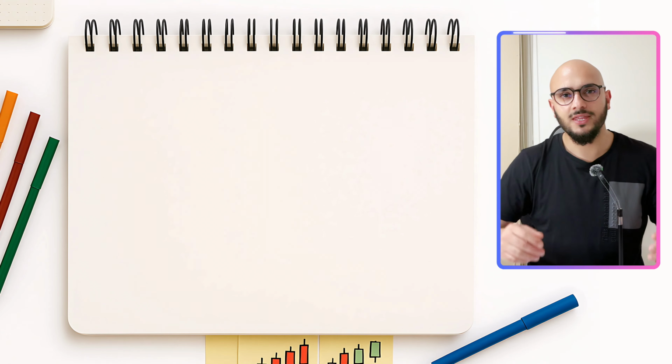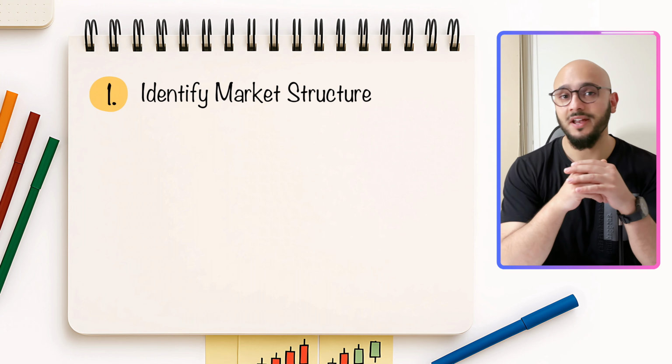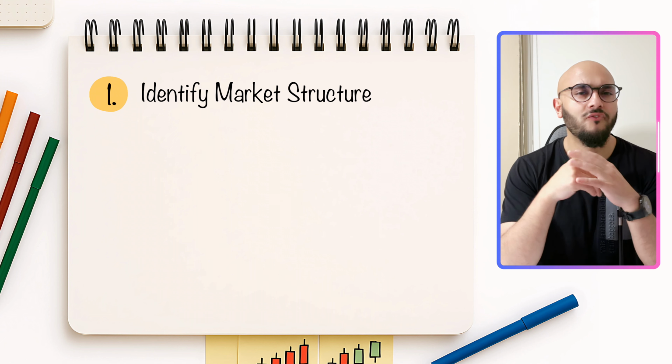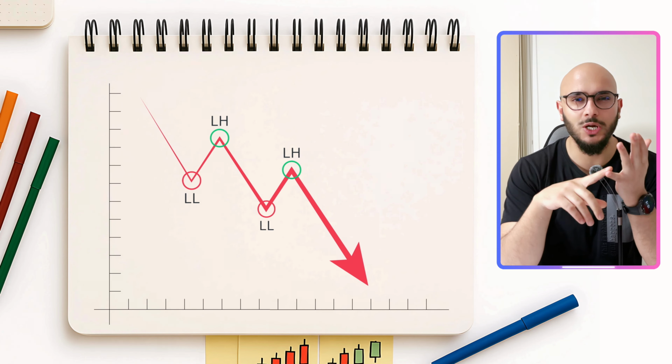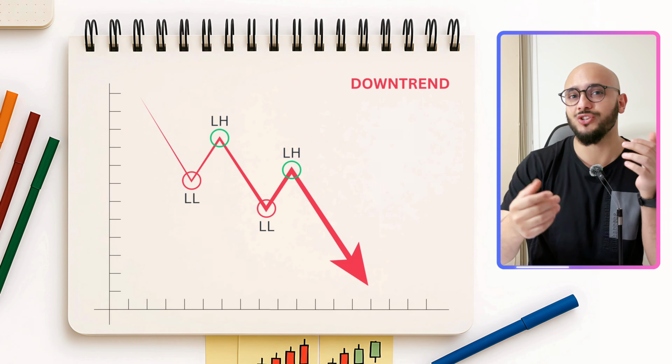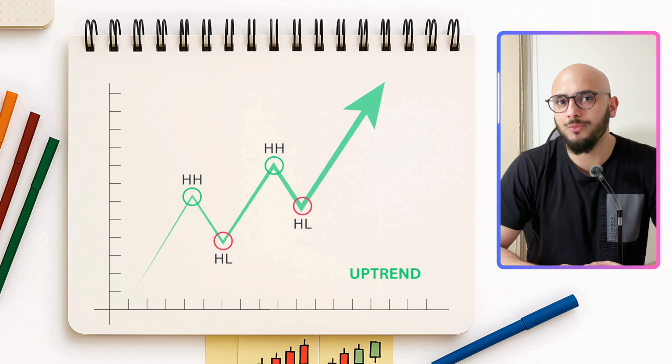Now let's talk about a simple approach to spotting a trading edge on our 1 hour time frame chart. And you can use this exact same method across all time frames. Here is how you can apply it step by step. Step 1. Identify market structure. First, figure out the direction of the trend. If you see a series of lower lows or lower highs, you are in a bearish trend. If you see higher highs and higher lows, you are in a bullish trend.